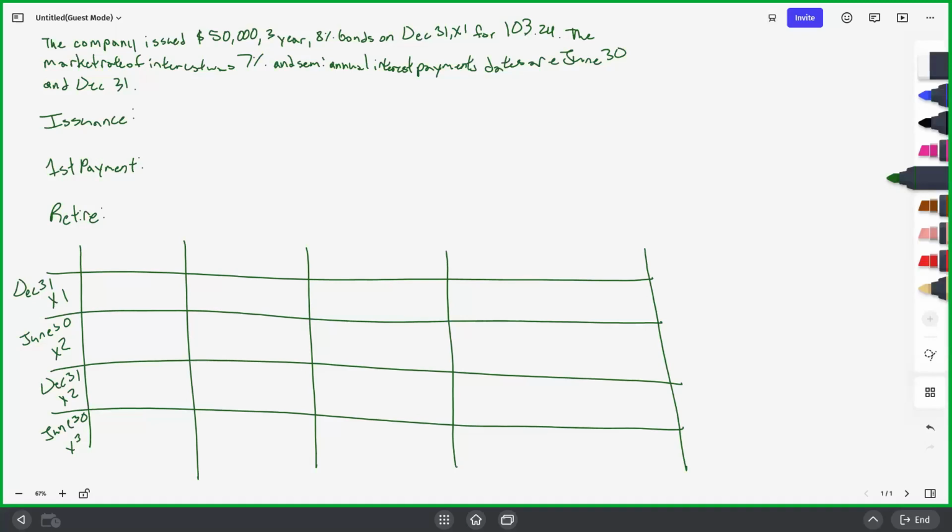$103.24. 103.24. Test. I wish this was an open test. You wish this was not part of the test? This is an open note. Oh, if it was open note.